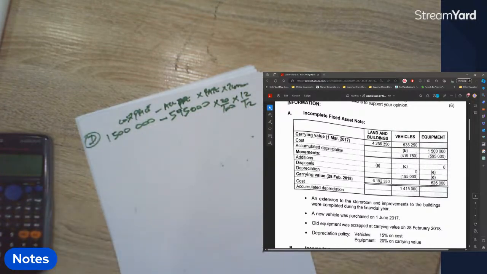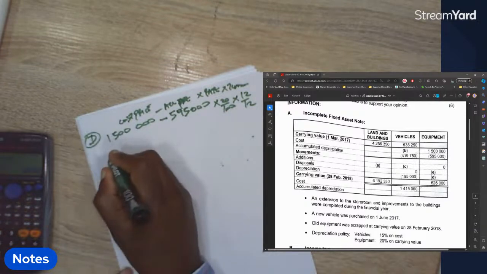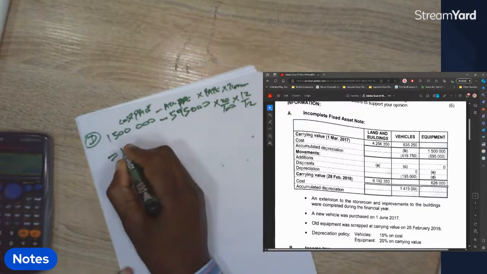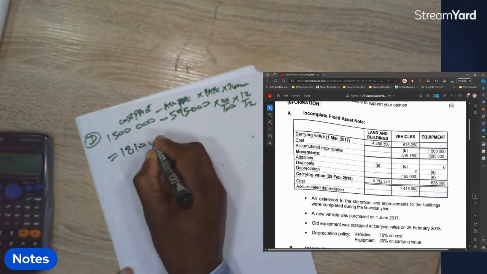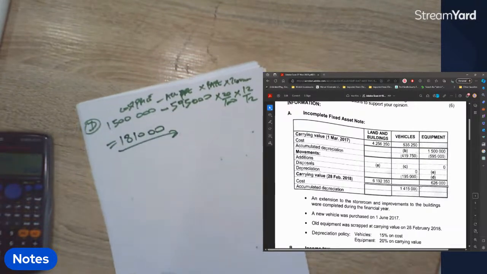Okay. Now we have to say 1.5 million minus cost price less accumulated depreciation, that is 595,000, right? You get the answer, and then times by 20%, right? Times by 1 over 1. So you get now 181,000, right? 181,000. That's how you calculate UD.